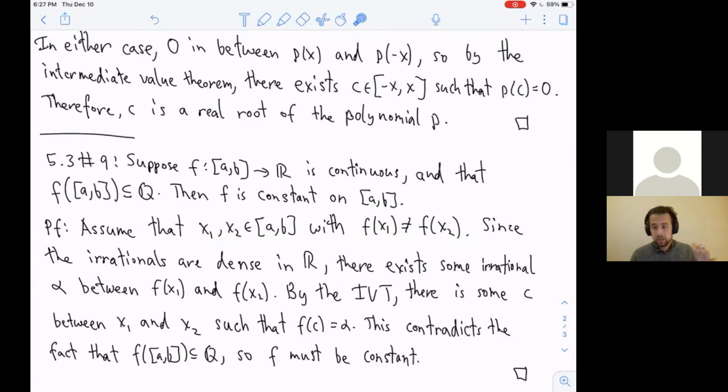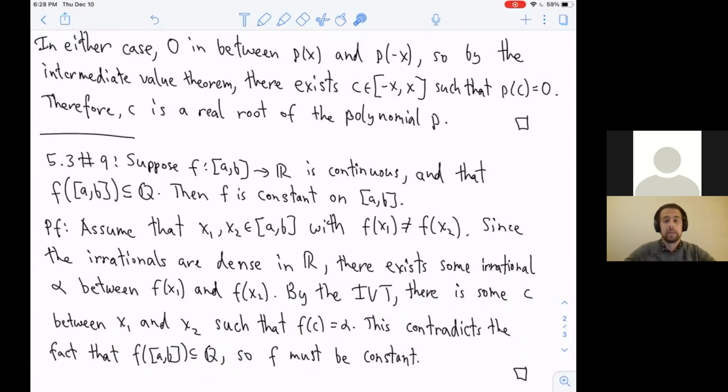These are two different numbers. One of them's bigger than the other. We don't really care which. But since the irrationals are dense, there exists some irrational number, which we're calling alpha, between f of x1 and f of x2. So if f of x1 is smaller, we have f of x1 is less than alpha is less than f of x2. And so here's where we use the intermediate value theorem. Since f is continuous, by the intermediate value theorem, there is some value c between these things such that f of c is alpha. Alpha is an irrational number, so this contradicts the fact that all of the outputs are rational, and so f must be constant.